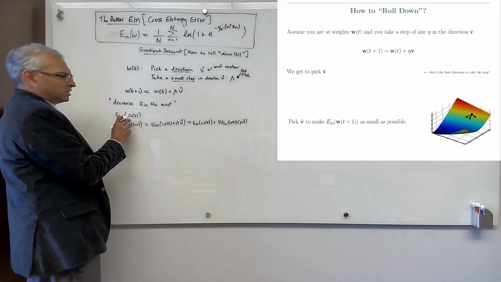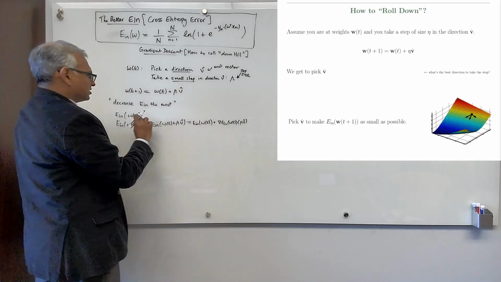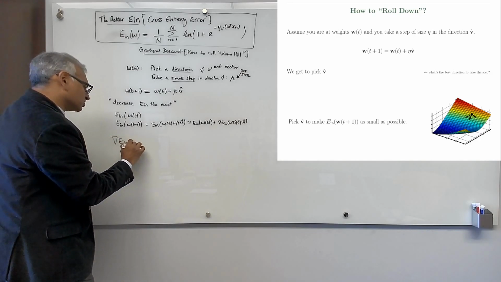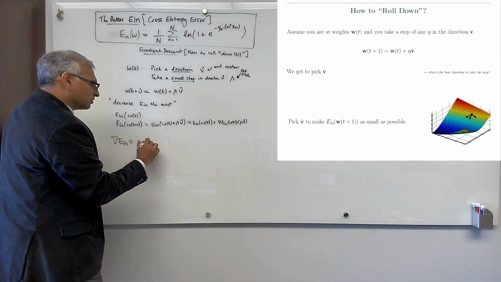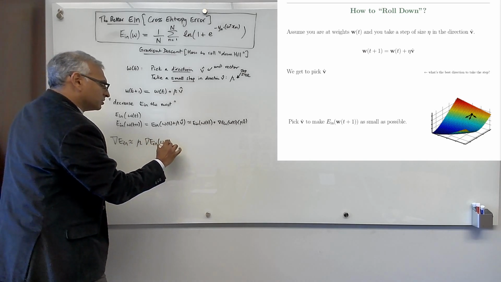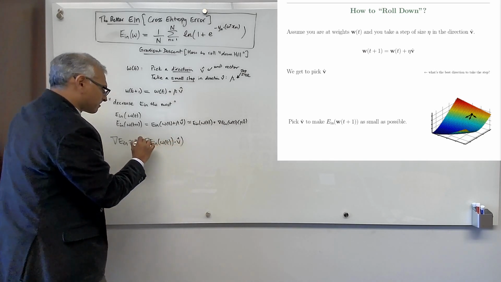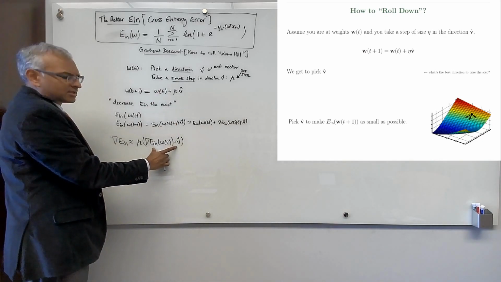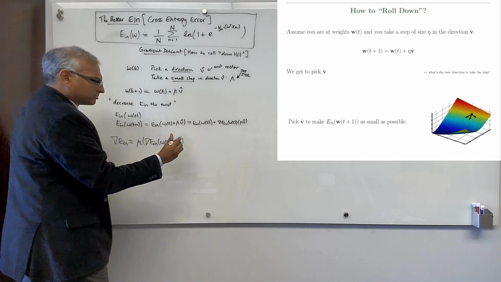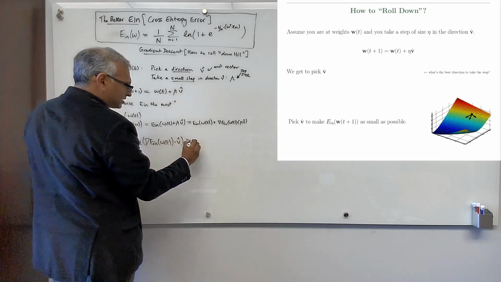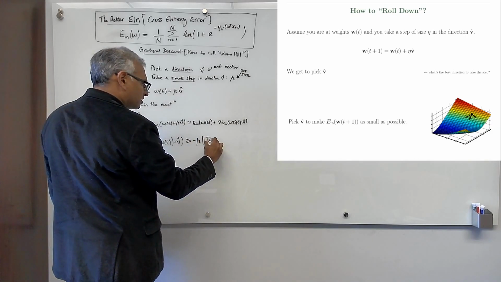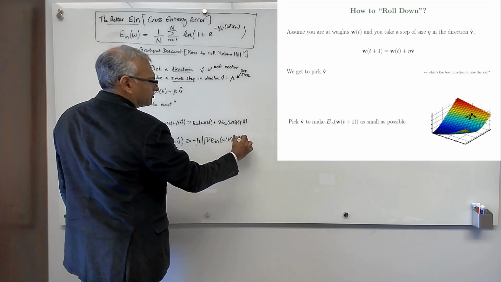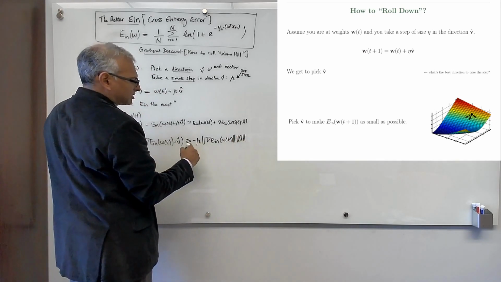If you compare where you were with where you are now, the change in the in-sample error is exactly this term. So the change in E_in is approximately eta times the gradient of E_in of w(t) dotted into v hat. This is the dot product of two vectors. The Cauchy-Schwarz inequality says this is always larger than the negative of the product of the norms. So this is always at least minus eta, the norm of the gradient of E_in of w(t) times the norm of v hat.